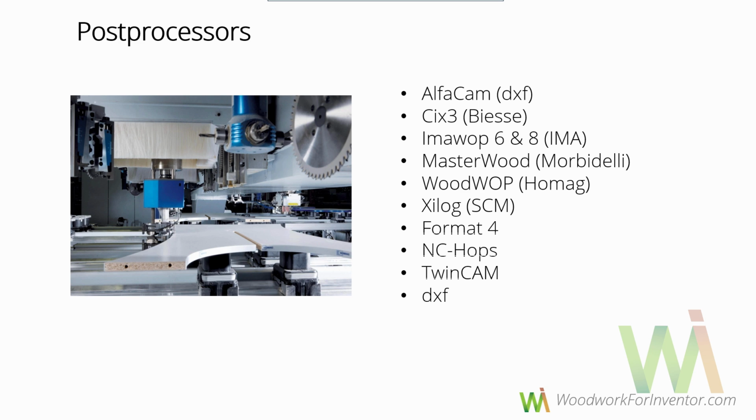We can work with the BESA machines by producing 6.3 format files. We also support woodWOP machines from the IMA group, and we have an output to the Masterwood from the Italian Morbidelli CNC manufacturer. We have output for woodWOP, which is the front-end application of the German HOMAG CNC machine, as well as C-Log, Format 4, NC Hops, TwinCam, and DXF, like a plain DXF. Of course, this list is constantly growing, and if you saw our previous release, you see that there are a lot of new formats here.